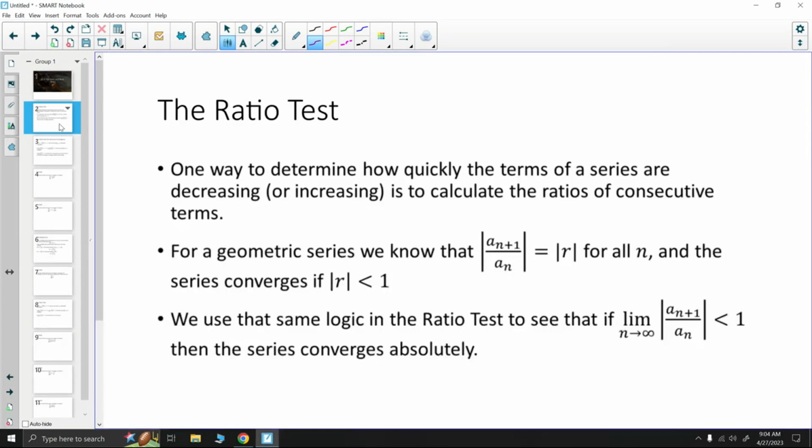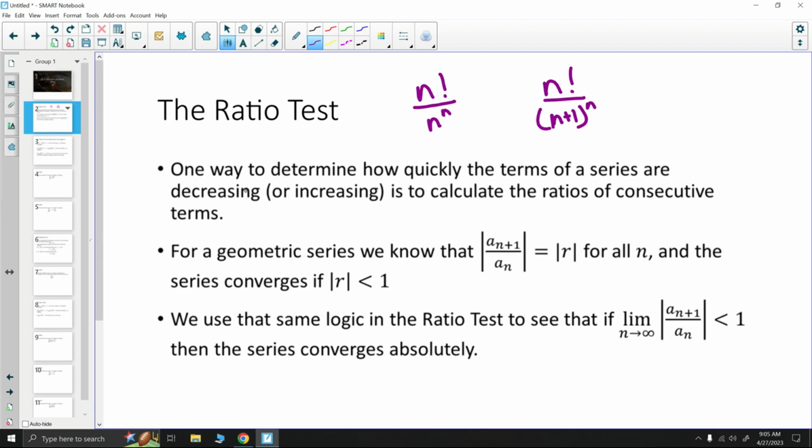So if you recall from my comparison test section, the last problem we did was n factorial over n to the n. And basically, I used for my limit comparison n factorial over n plus 1 to the n, which to be honest isn't exactly the ratio test. I didn't actually do the ratio test to show that this converged, but I used some of the logic, which was comparing it to the geometric series, and that's kind of what we do here in the ratio test.